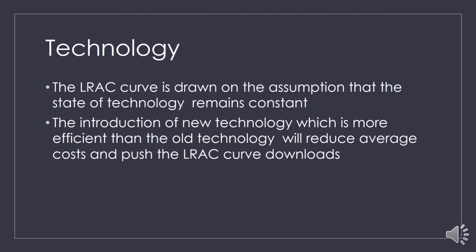Then we are discussing technology. It is another reason for a shift in the LRAC curve, the long run average cost curve. The LRAC curve is drawn on the assumption that the state of technology remains constant. We know that when the state of technology remains constant, only then can we draw the curve. The introduction of a new technology which may be more efficient than the old technology will reduce the average cost and push the LRAC curve downwards. Actually, if the latest technology, innovation or a discovery happens, what will happen? It will shift the cost of production to the lowest. That is also considered a reason for a shift in the long run average cost curve.